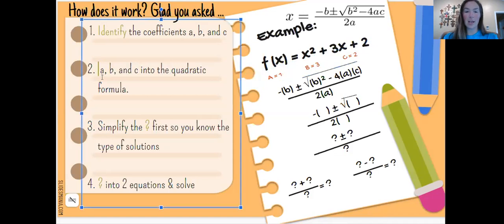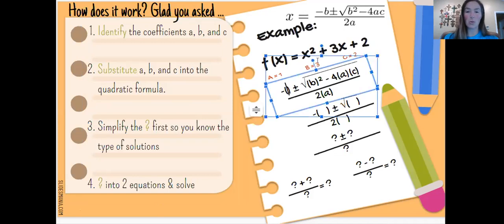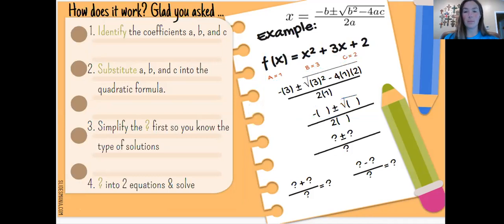Next, our next step is to substitute A, B, and C into the quadratic formula. So I've pasted it up here, but then I've given you a typable version down here. So B, we said was 3, so I would replace it with a 3. Same thing here, B was 3. Minus 4AC, so A was 1. And C was 2. And then all over 2A. So again, that would be 2 times 1.